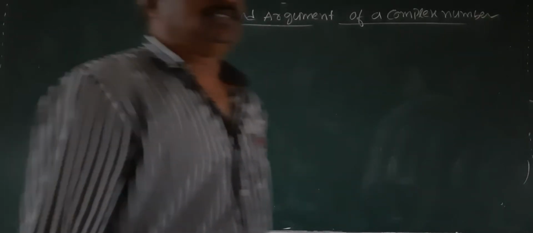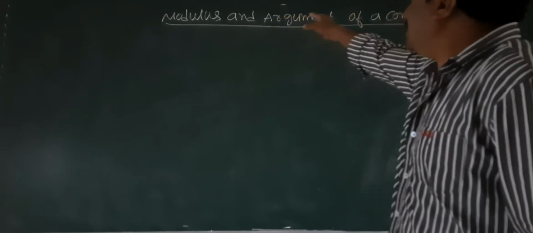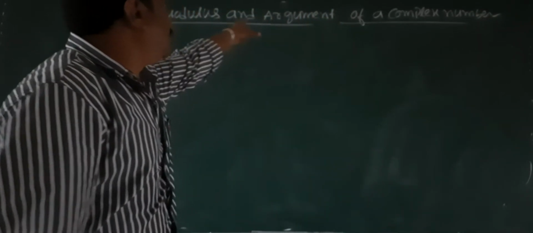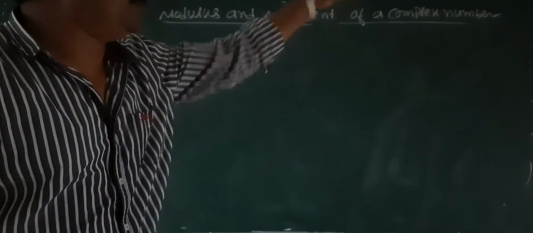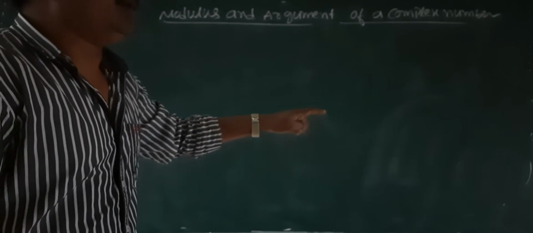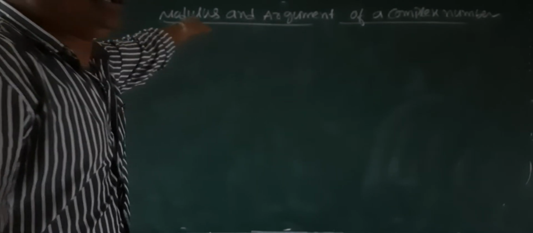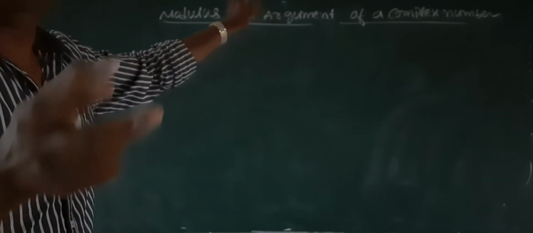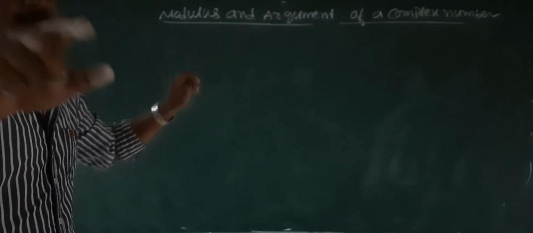Students, this is class number 73. In this class, I am going to explain modulus and argument of a complex number. I think I already explained what that modulus is. I am going to repeat the same thing.